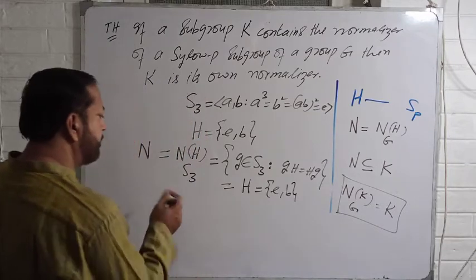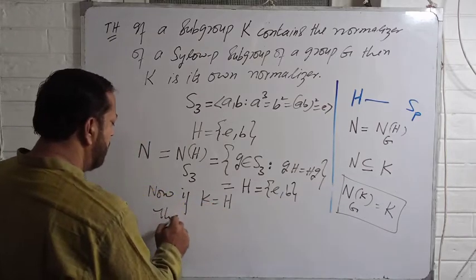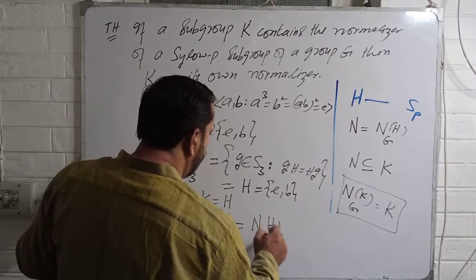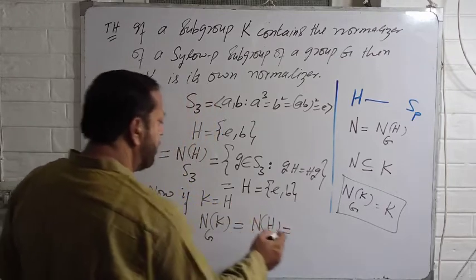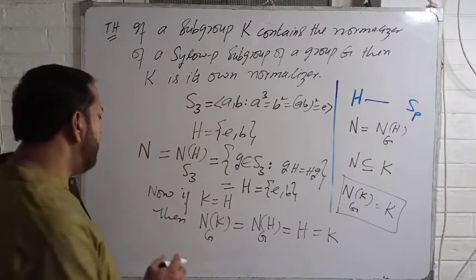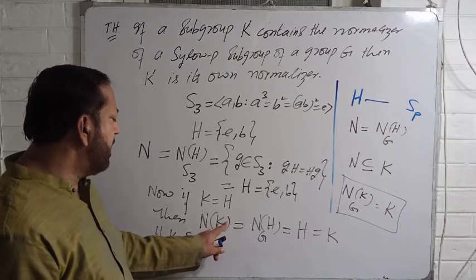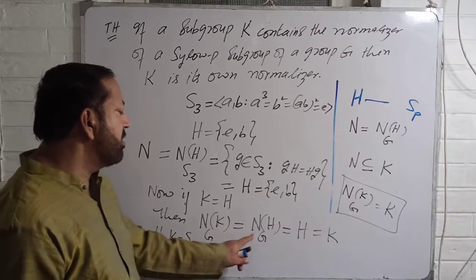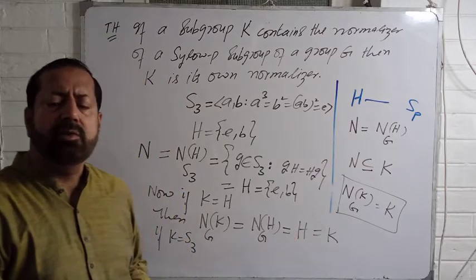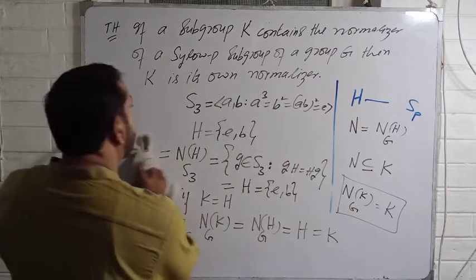Now if K is equal to H, then the normalizer of K in G, in fact the normalizer of H in G, is equal to H, which is equal to K. So because our theorem is true, and similarly if K is S3, then again you have the normalizer of K, S3, in G, you know, is S3, which is equal to, of course, K. So in either case you have the theorem, right? Now we are going to prove this theorem in a simple fashion.